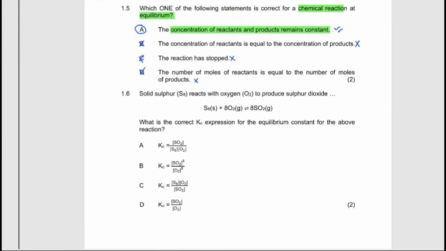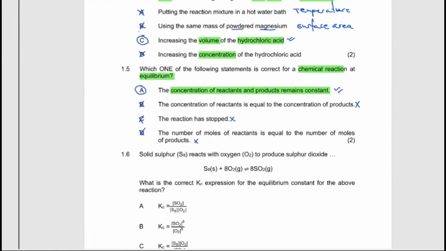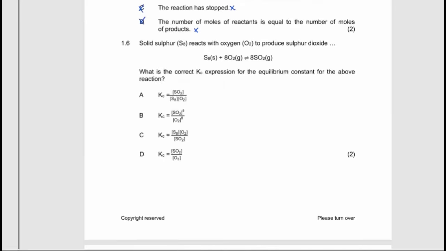Then we proceed to question 1.6. It reads, solid sulfur, S8, reacts with oxygen, O2, to produce sulfur dioxide. So we're given the reaction equation there. Then we're asked which is the correct Kc expression for the equilibrium constant for the above reaction. So we're looking for the Kc expression. Kc is equivalent to the concentration of the products.